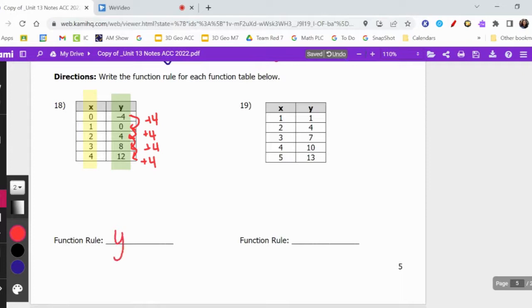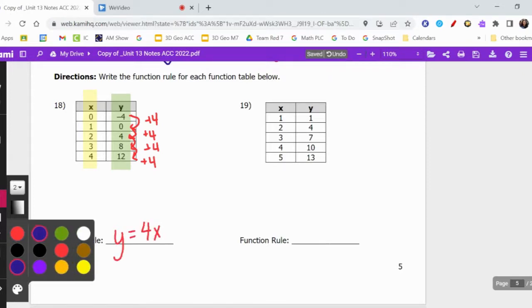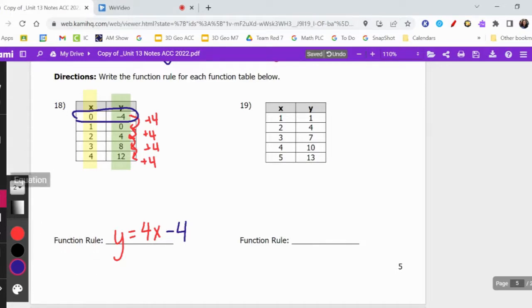So my function rule is going to start off as y equals 4x. And then I have to look to see when x equals 0, because that's going to tell me my y-intercept. My y-intercept here is negative 4. So my function rule is y equals 4x minus 4. Okay, let's do another one.